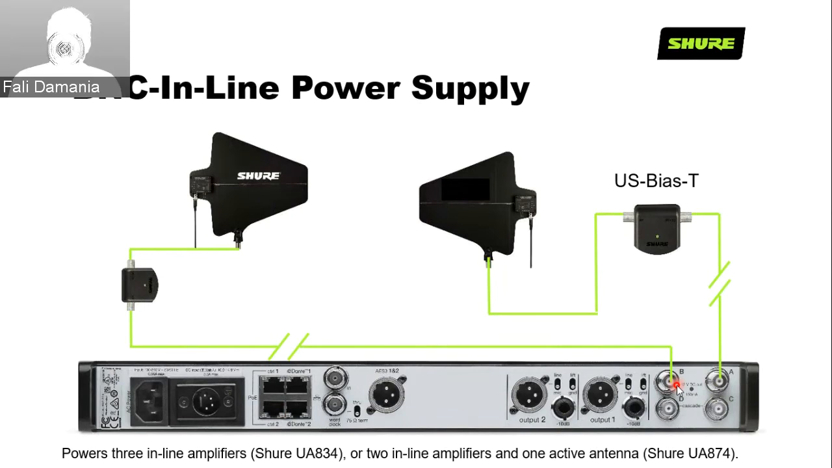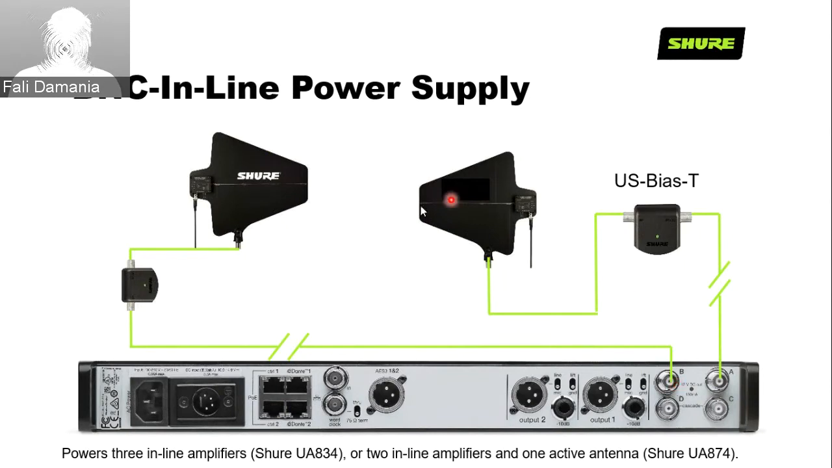Okay, this is our next scenario where now we are seriously running a very long cable. In this case, we need to make up by using additional inline amplifiers. And to power those inline amplifiers, we need a bias T. By default, the bias power that is provided by the Axient Digital or the ULXD can power up to 2 devices, because they provide 150 milliamperes of power.